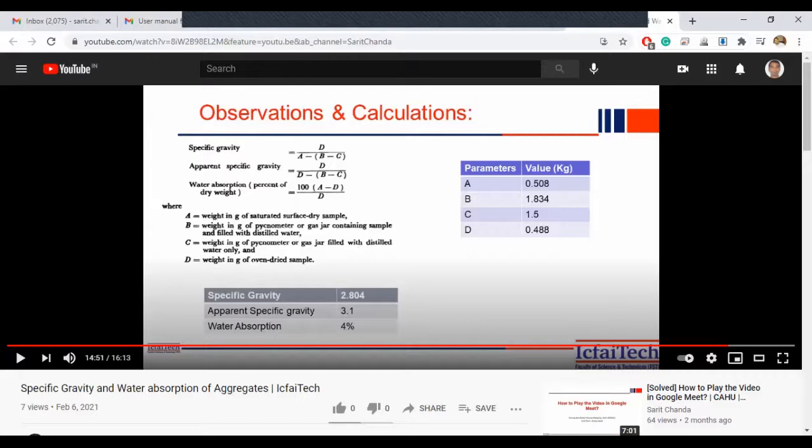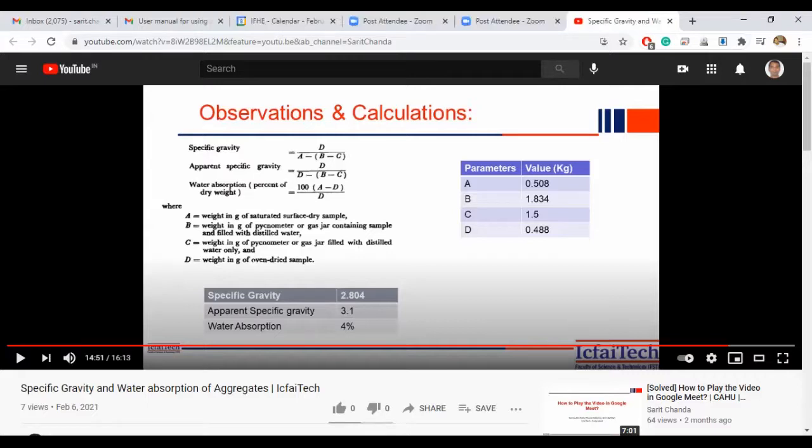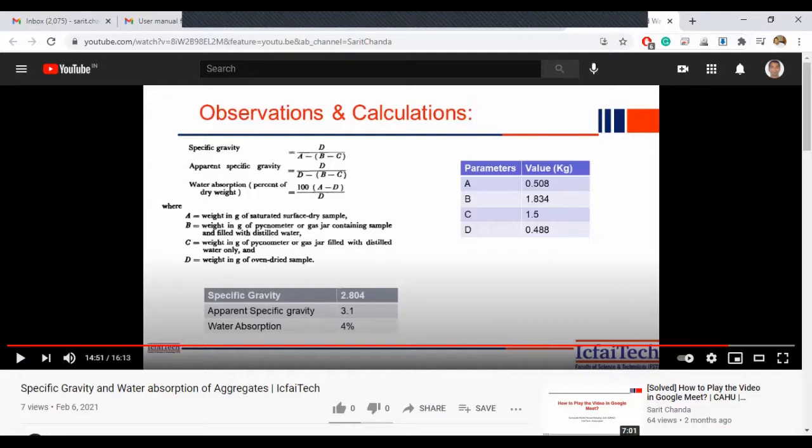Then two measurements are over. Now our third measurement is only with water. We remove the aggregate from the pycnometer and keep the aggregate in the oven for the next 24 hours, because we have to find the dry weight. We have to evaporate all the water absorbed by the aggregate and find the dry sample. At the same time, we fill the pycnometer with only distilled water and measure it. That is our C. So C is the pycnometer filled with only water. We got something like 1.5 kg.